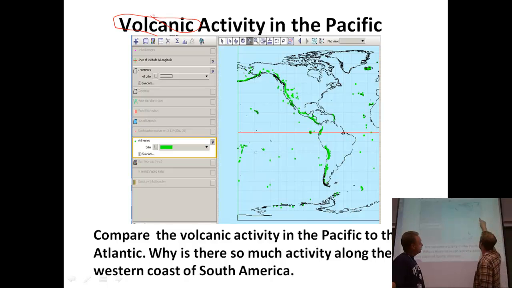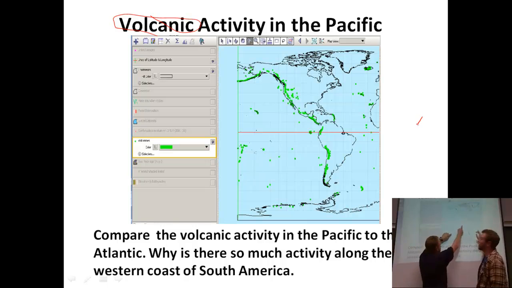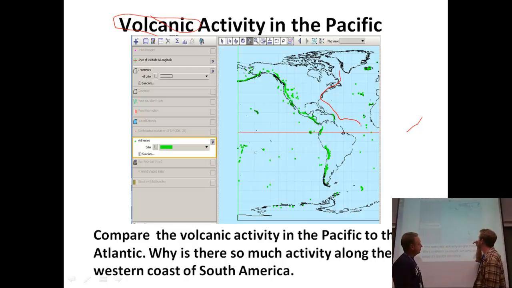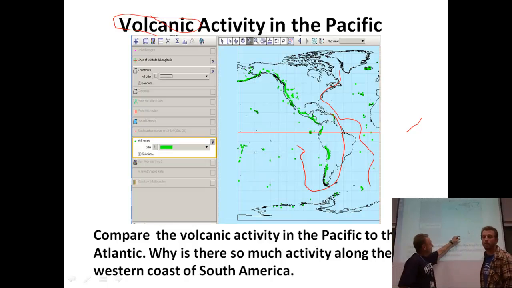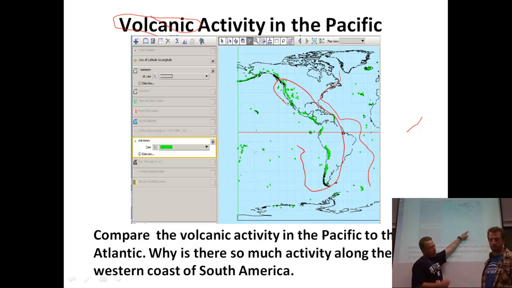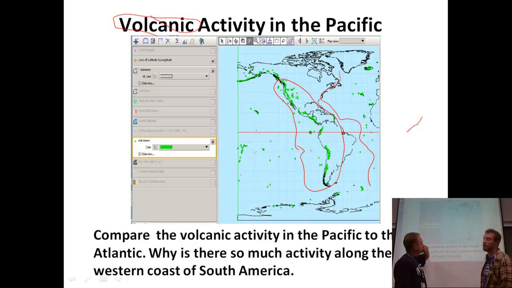Remember, before we had a whole lot of volcanoes right through the Atlantic. We had a whole lot of earthquakes through the Atlantic and through the Pacific. It's not the case anymore. Now we've got a whole lot of volcanoes right along the western coast of South America, and they go all the way up through North America as well. That matches where they had the deeper earthquakes, doesn't it? Absolutely. We're seeing much deeper earthquakes in the same spots where we're seeing a lot more volcanoes.